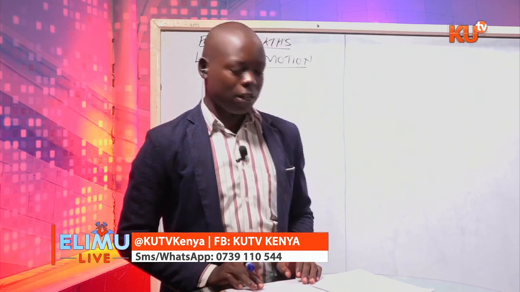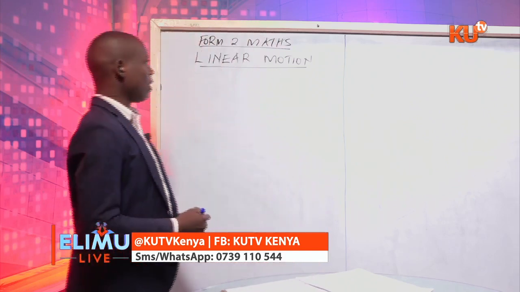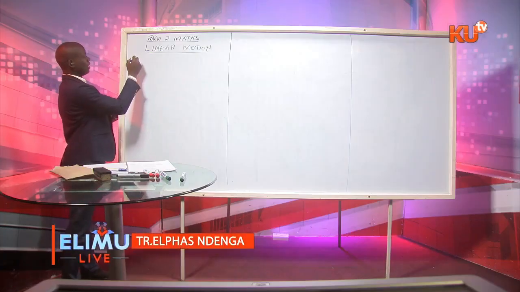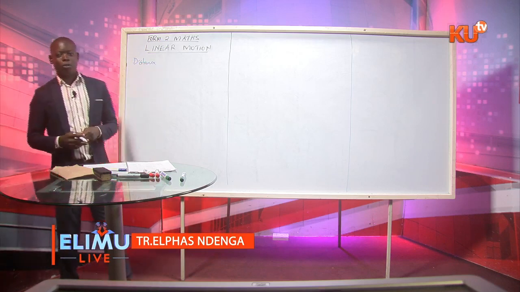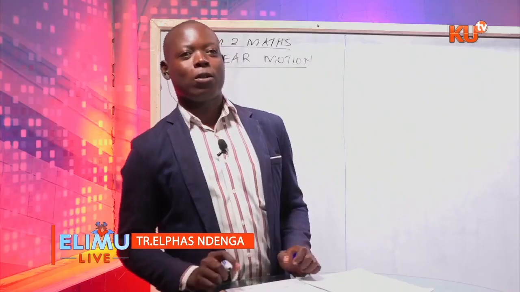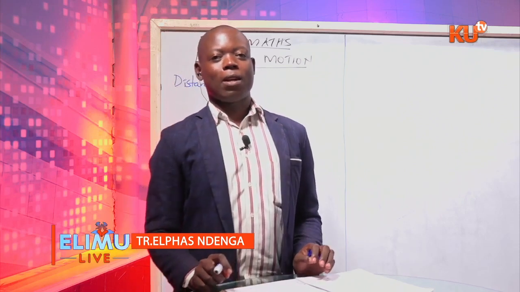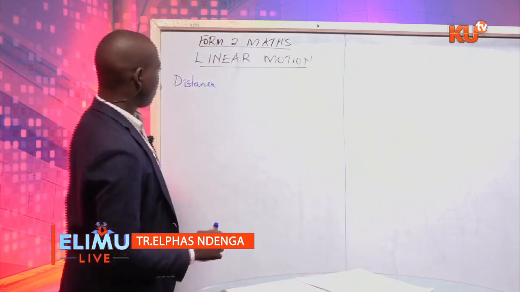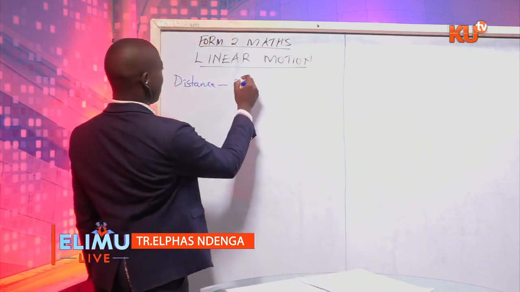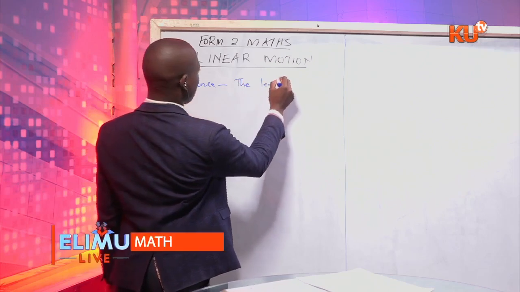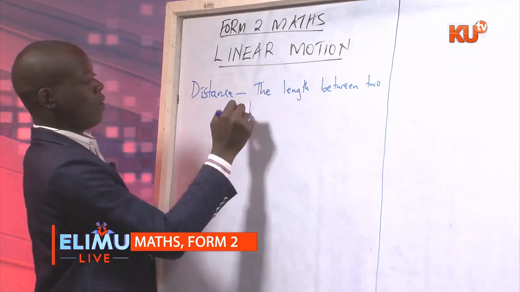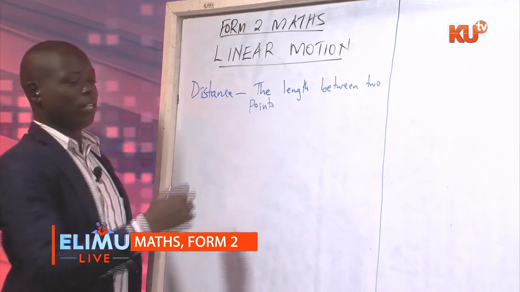To start us off, let's first look at what is key in linear motion. It's important to understand the meaning of the following terms. We have what we call distance. What is distance? Distance is a common word that we've been using all through. When we talk of distance, it simply means the length between 2 points. The length between two points.